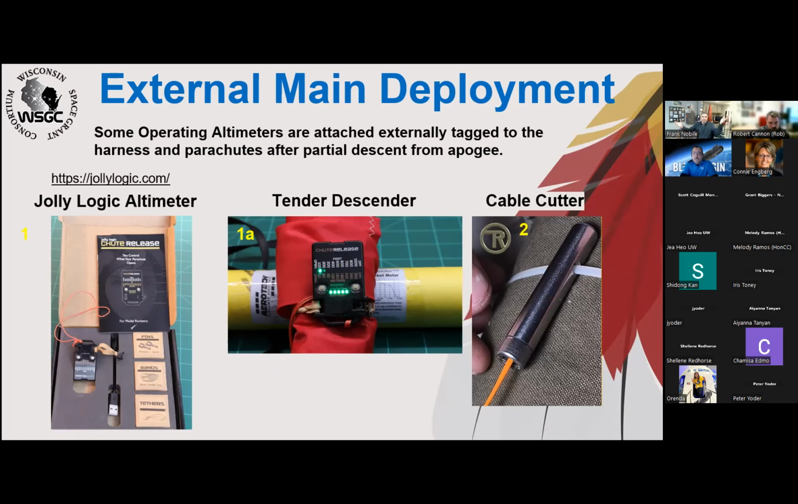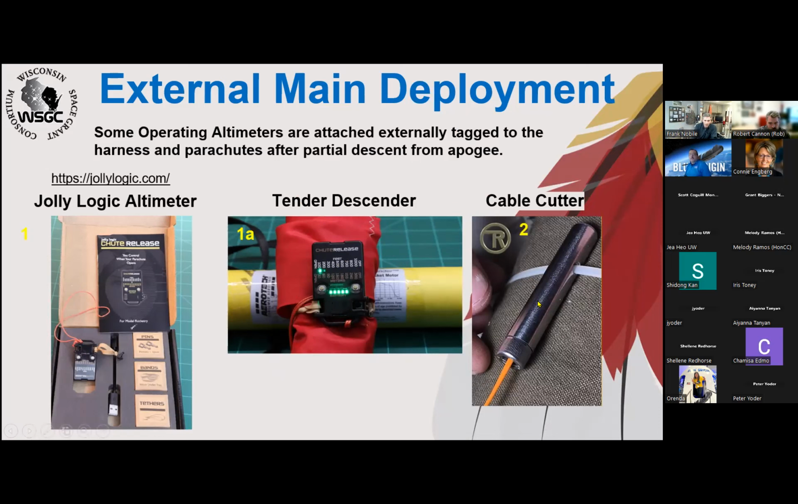Everything is external. It's all outside the rocket after apogee, and it deploys your main chute actually, not your drogue. Your drogue usually is controlled by your motor ejection part of the rocket.